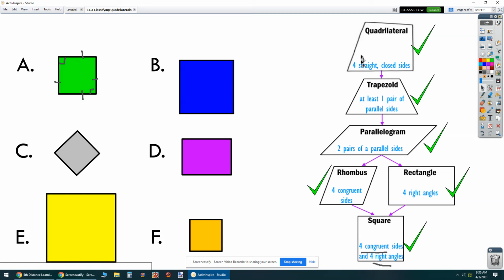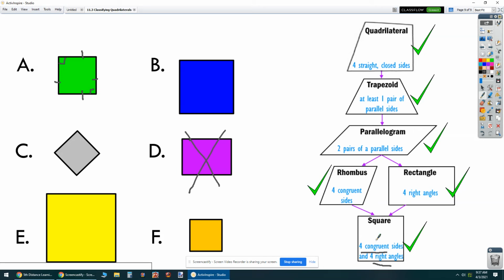So which one of these shapes, A, B, C, D, E, or F, is not a square? Well, you probably recognized it right away. The one that's not a square is letter D, right? Letter D is not a square because it doesn't have four congruent sides. It would be a rectangle, but it wouldn't be a square.